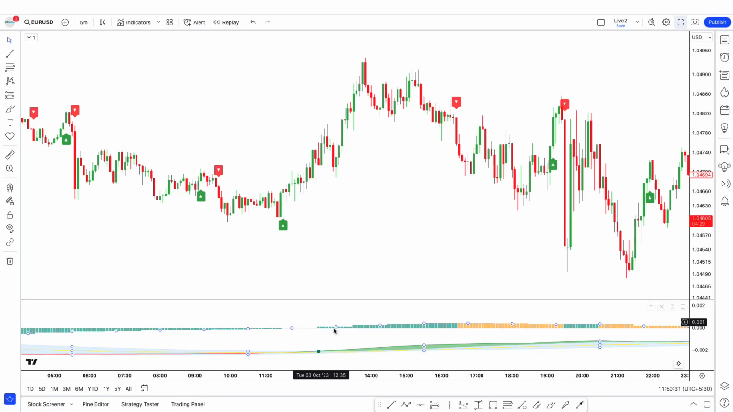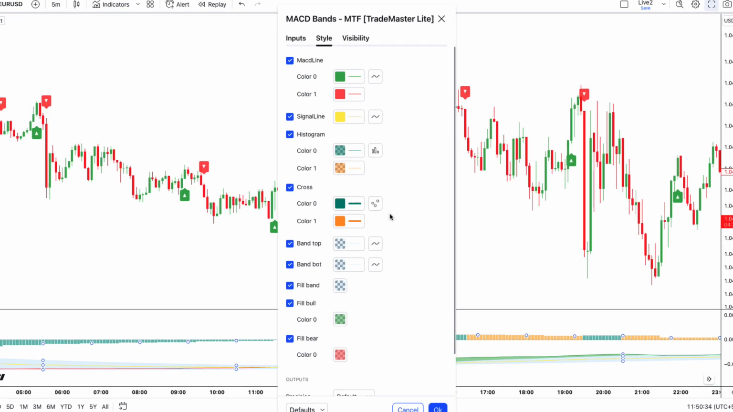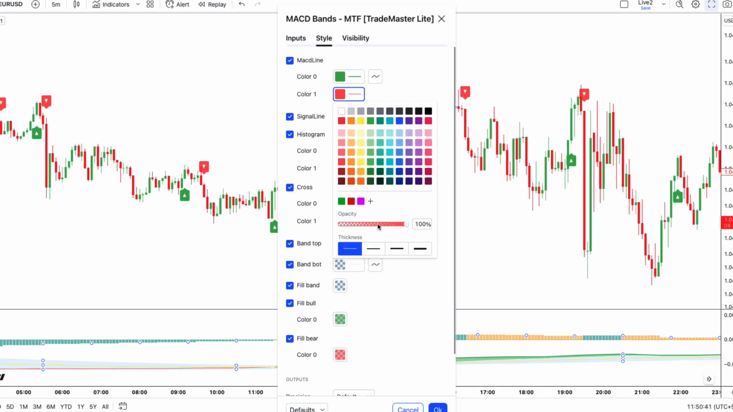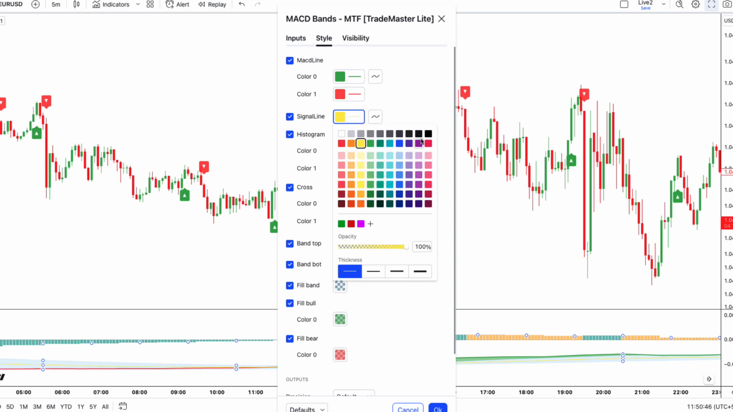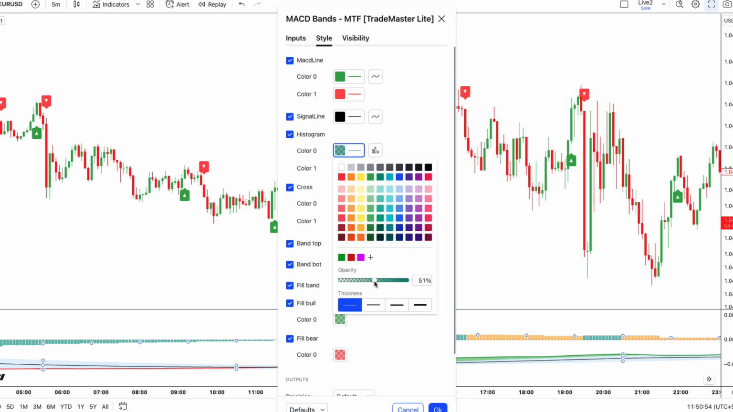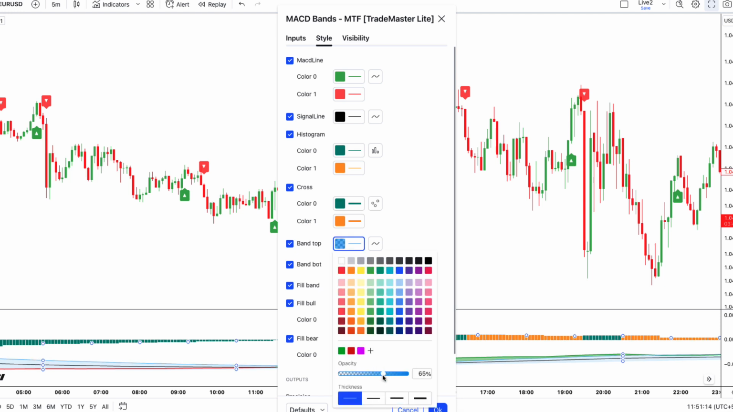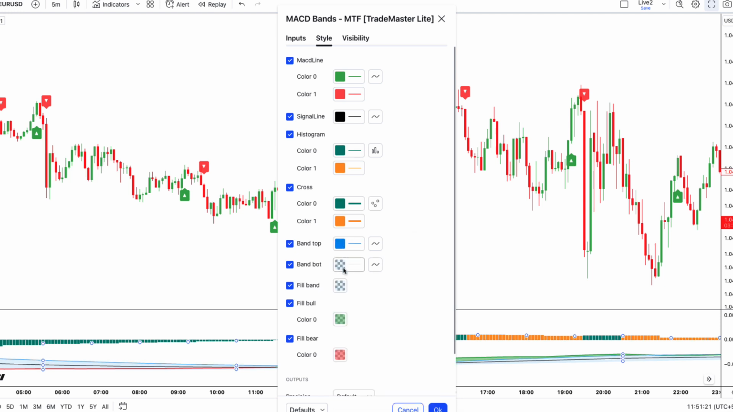Now the MACD Bands indicator needs some setting changes to be clearly visible, so go to the Settings tab, then the Style tab to increase the MACD line thickness. Then change the signal line color from yellow to black. And for the histogram, the opacity of the color has to be increased to 100%. Now we can set the band top and band bottom opacity to 100%.